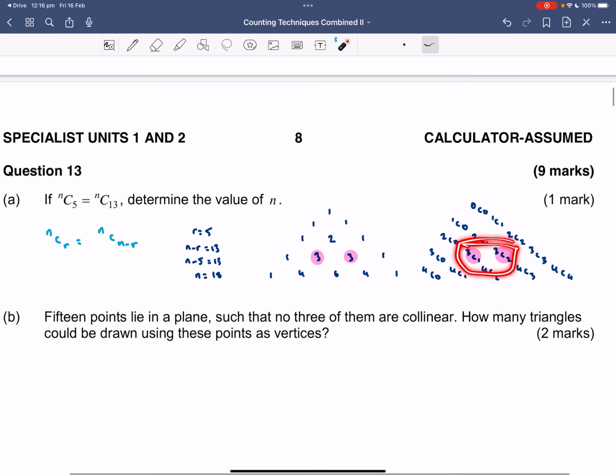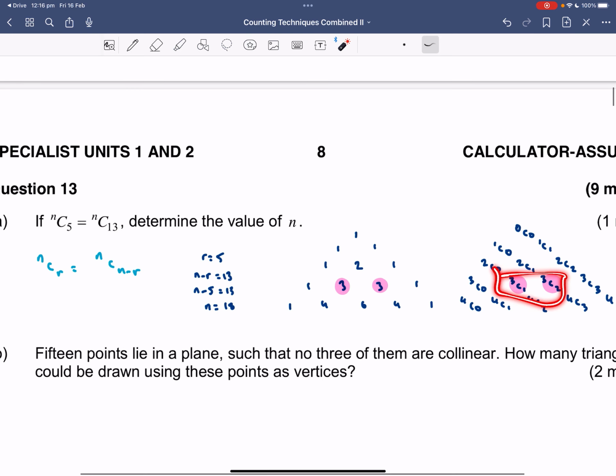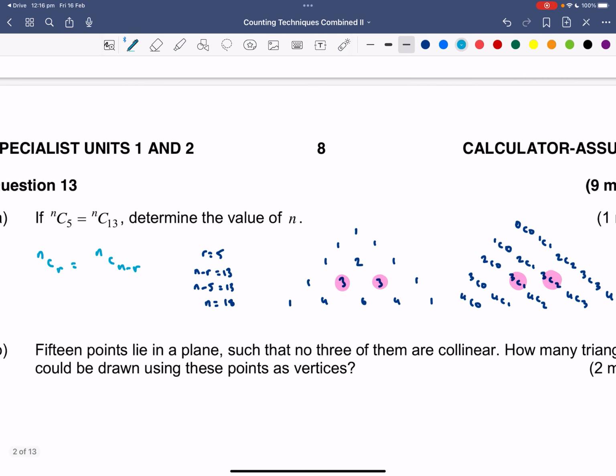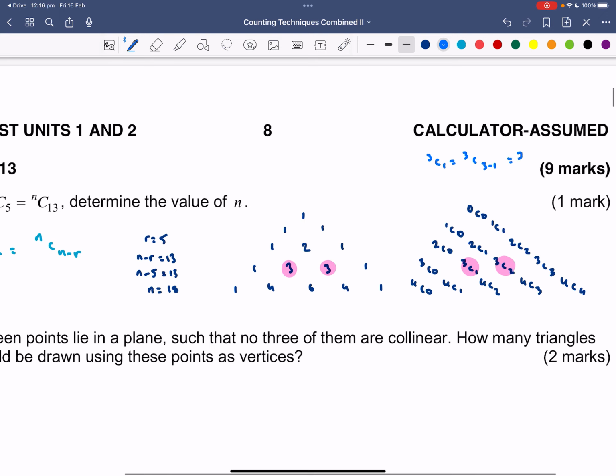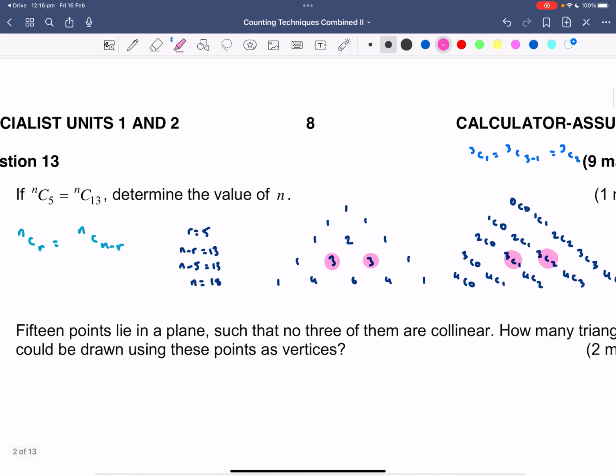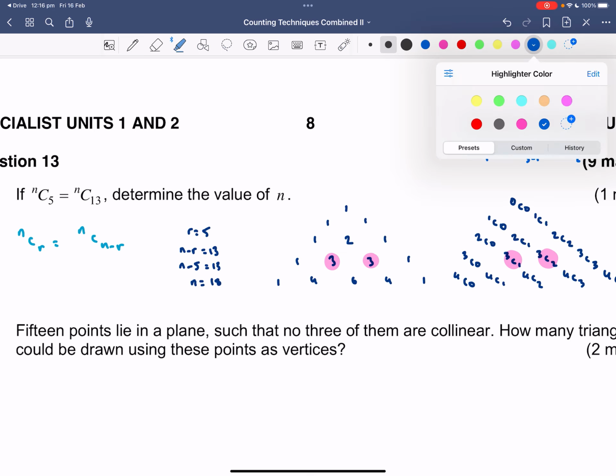Now these two numbers being the same is this rule right here. So if I was to rewrite this, it basically means that 3 choose 1 is the same as 3 choose 3 minus 1, aka 3 choose 2. So that's me trying to say that these two have to be the same because of this rule that I've just written. Okay? If I gave another example, let's look at this example right here.